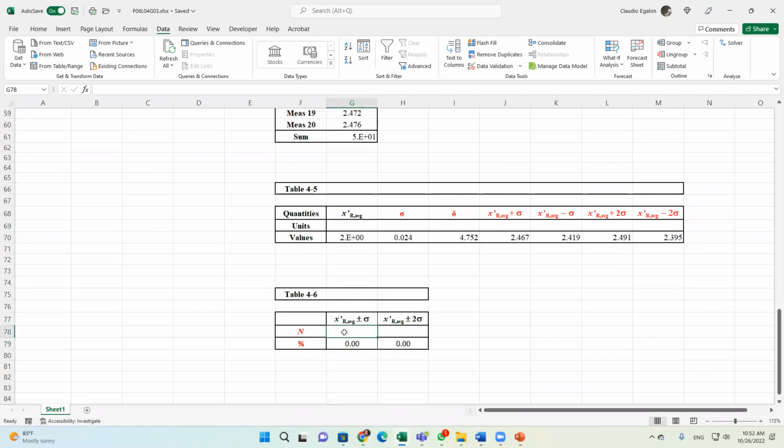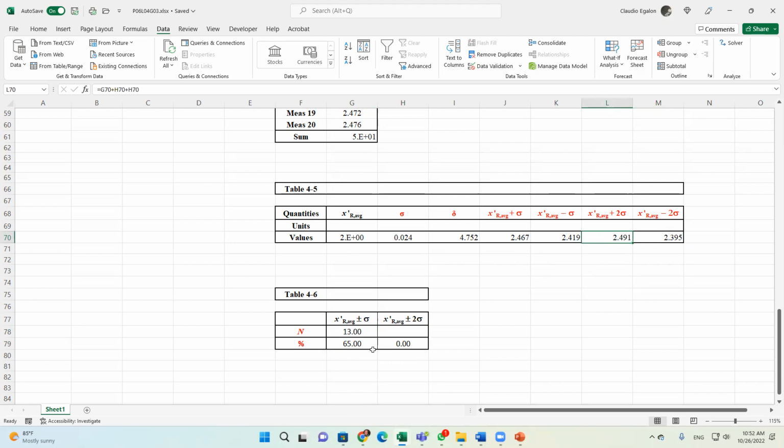You write that down. The number, N stands for numbers, right? How many of your measured values do you have between X average plus and minus sigma? Okay? So it should be like 13. Okay, and here you do the same for plus and minus 2 sigma. You have the lowest value and the highest value. Okay, that's how you're supposed to do this last part.